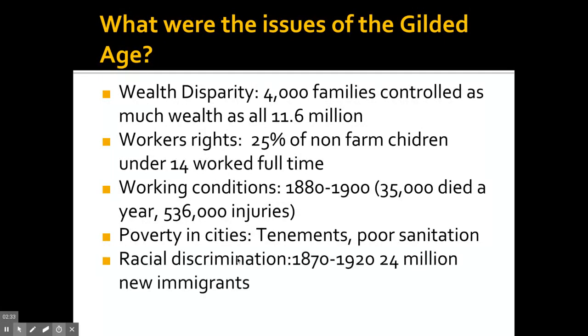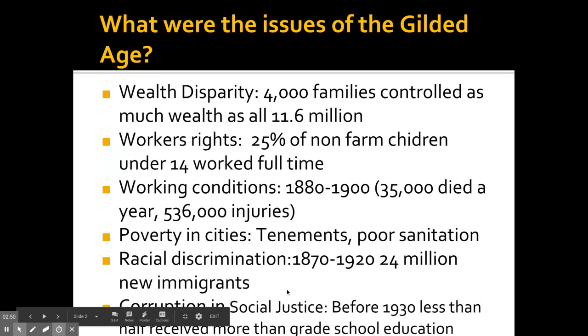Racial discrimination was another problem in the Gilded Age. Between 1870 and 1920, there are 24 million new immigrants coming to this country, and the majority of them are coming from Eastern and Southern Europe, and they would face discrimination in America's cities.